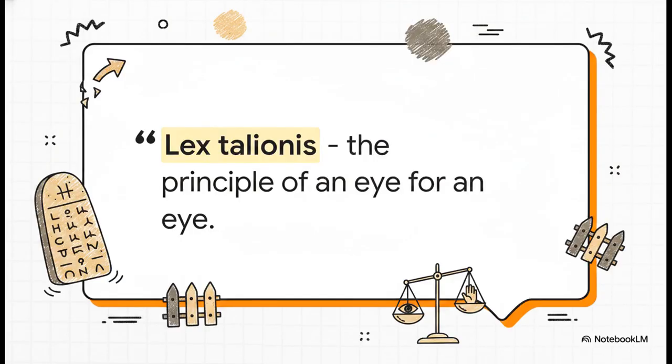And that brings us to Hammurabi's most famous principle, lex talionis, or the principle of an eye for an eye. Now, I know that sounds incredibly harsh to us today, but back in 1750 BCE, it was actually a revolutionary step forward. It was designed to limit the scope of private, never-ending vendettas. You couldn't just wipe out an entire family over a stolen sheep. The punishment actually had to match the crime.